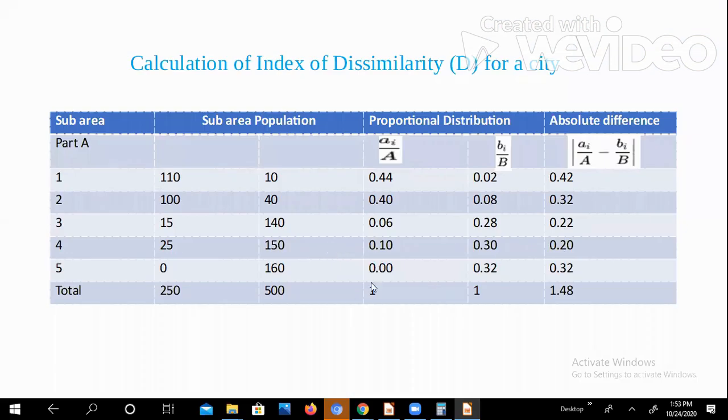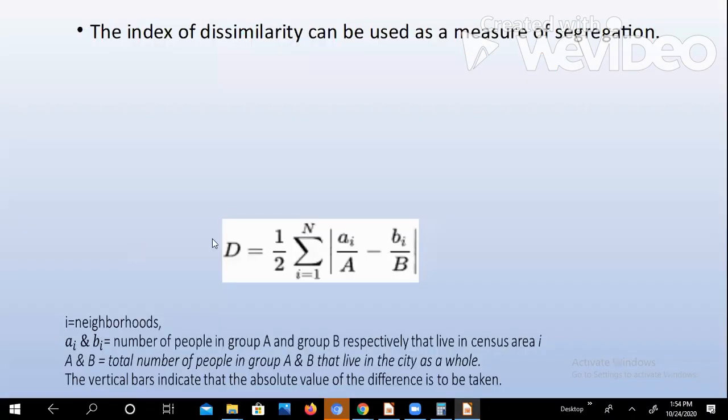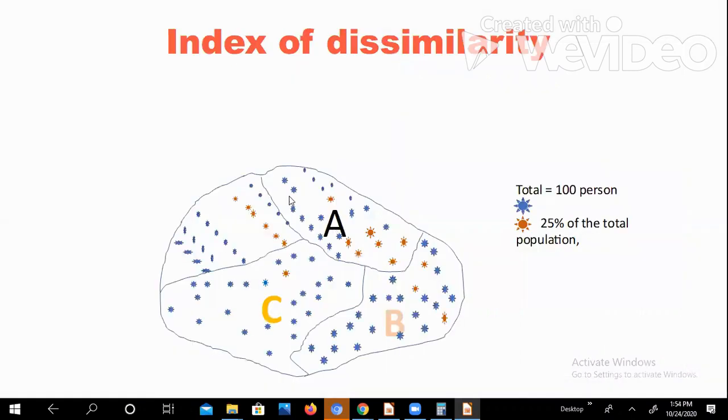This is a table for a city. For this city, we have the sub-area populations of A and B. For A, the population is 110, 100, etc. This is B's population. Based upon the same formula, the total is 250, so 110 by 250 yields this. Based upon that, the total for the city has come as 1.48. So for the various parts, you calculate as I have shown, then you get the index of this and this, and then you do what?